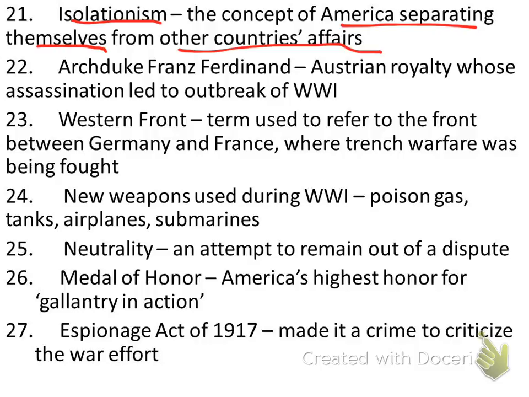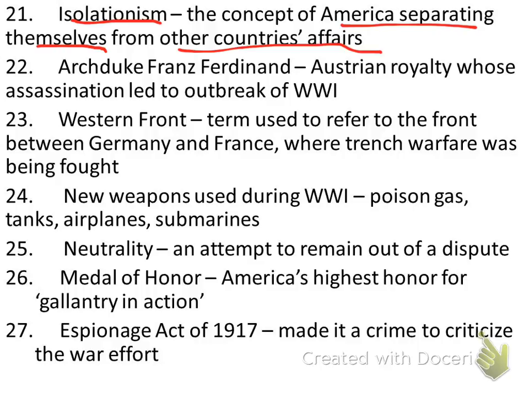Washington urged that we do this in his farewell address, and we have talked about this several times. We have gone against this concept before because we felt that we had to. The Second American Revolution, the War of 1812, the Spanish-American War, the Mexican War, and now World War I were all wars that we got involved in, all wars that we felt that we must get involved in or we were forced into by events that we had no control over. But again, the definition of isolationism: America separating themselves from other countries' affairs, staying out of the affairs of other countries.